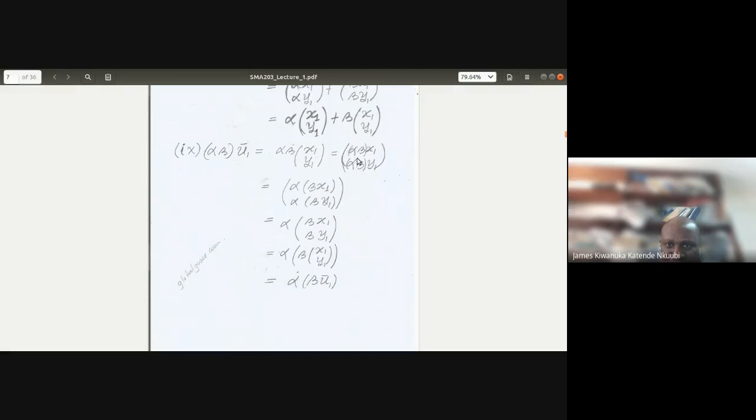The movement from this step to this step is simply making use of the property that real numbers are associative. So you can put the brackets on alpha and beta, or you can put the brackets on beta and x1. This is because multiplication of real numbers is associative. And what is happening inside the brackets is just operations on real numbers. So you can use the properties of real numbers.